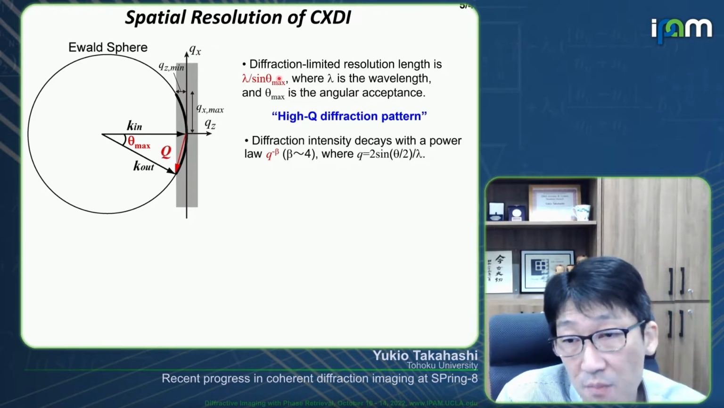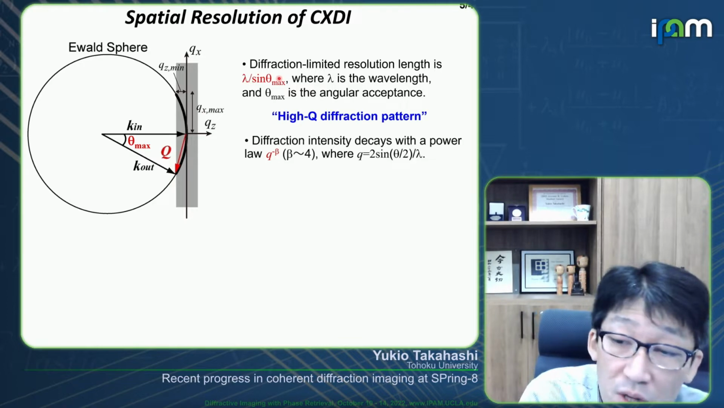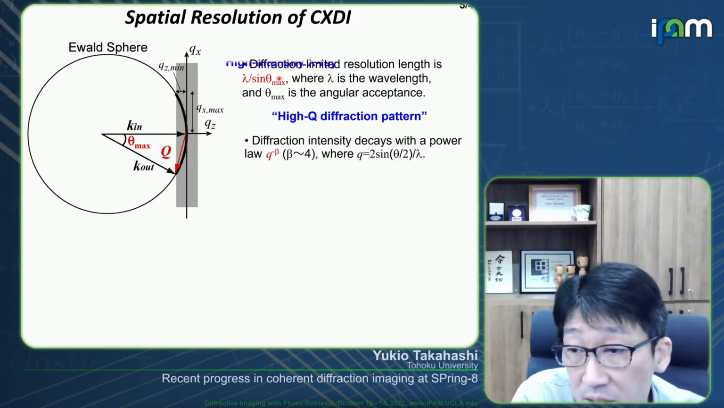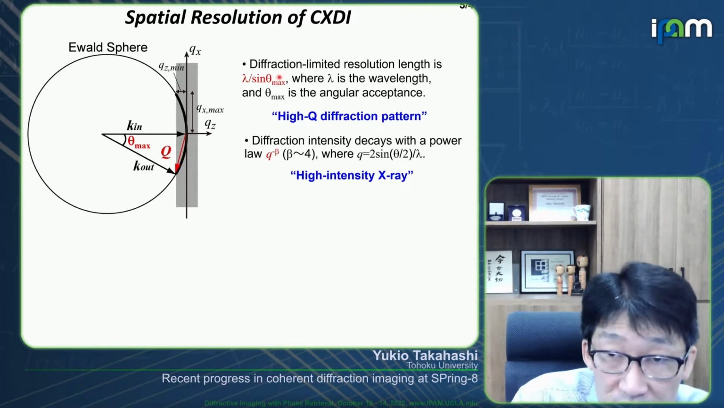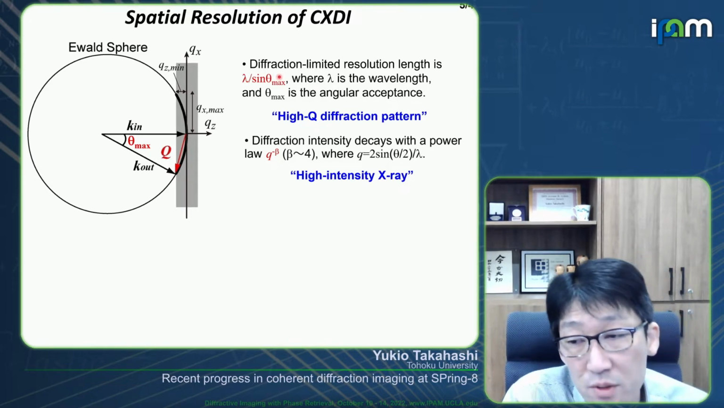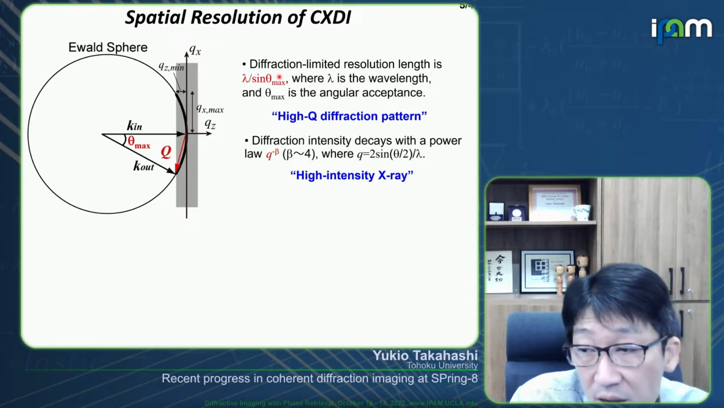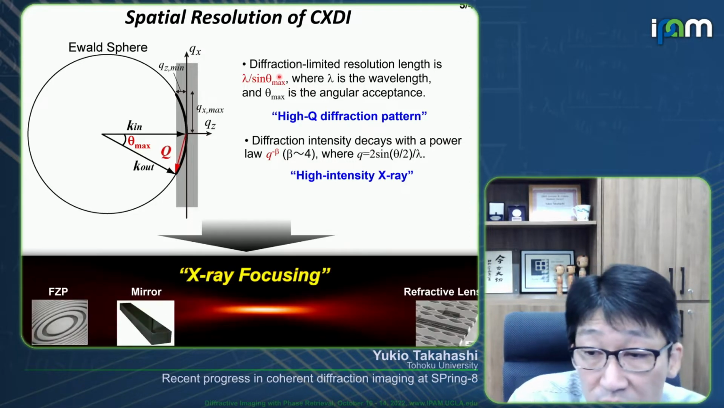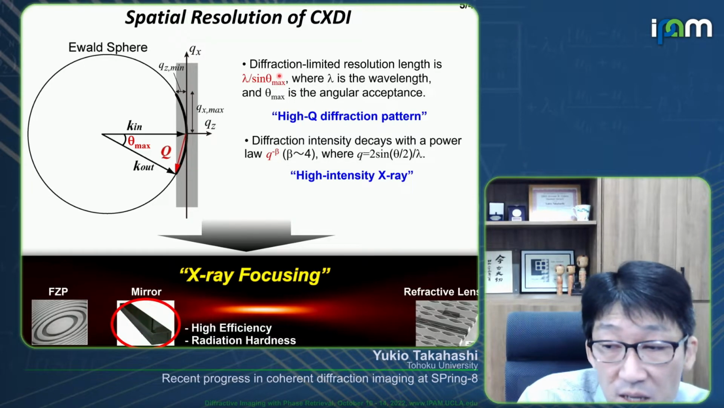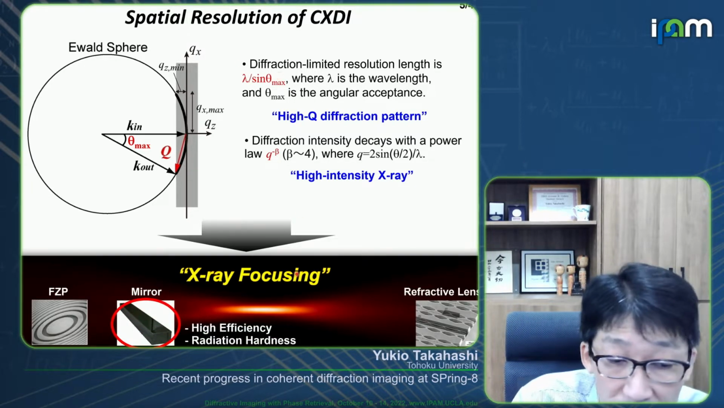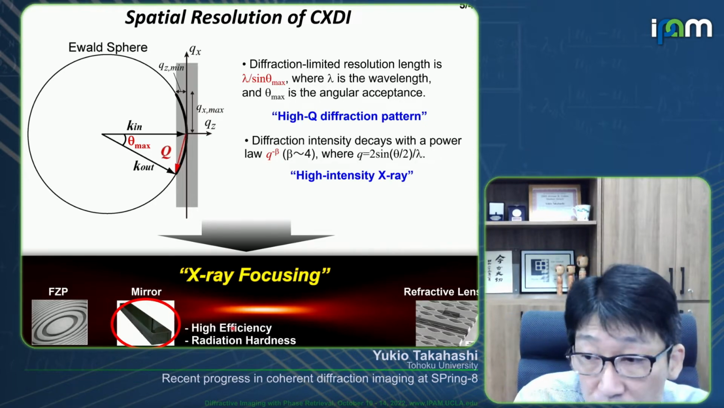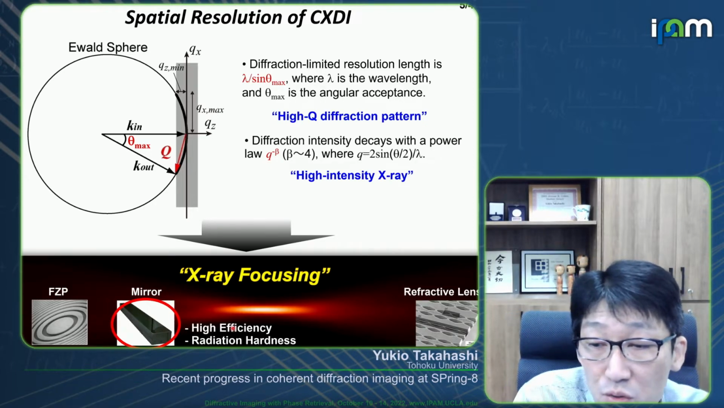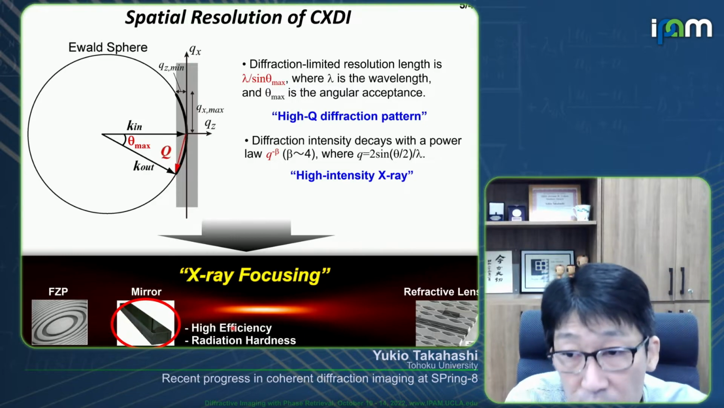However, the diffraction intensity rapidly decays in the high Q region. Therefore, we need high intensity X-rays to collect the high Q diffraction pattern with good signal-to-noise ratio. So in order to improve the spatial resolution of CXDI, X-ray focusing is the most effective approach. We selected mirror optics here, which is excellent regarding focusing efficiency and radiation hardness. So we've been developing a high-resolution diffraction imaging apparatus installed with mirror optics at SPring-8.